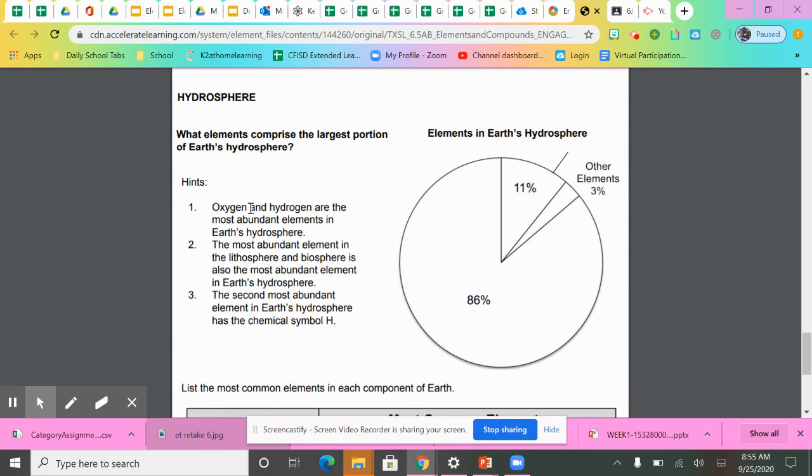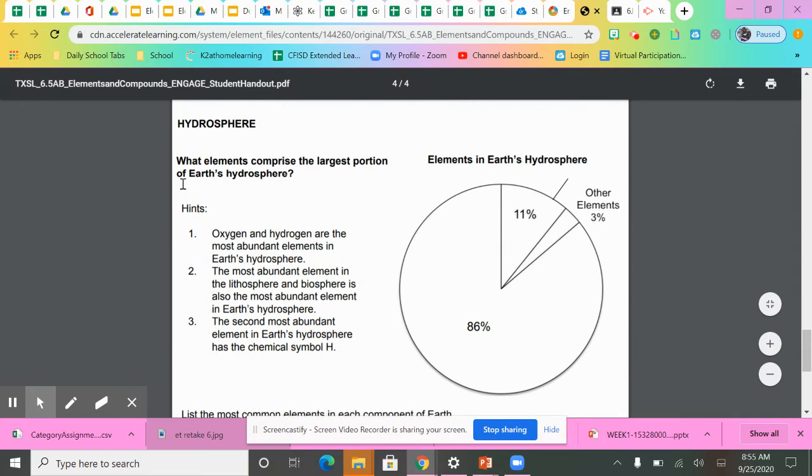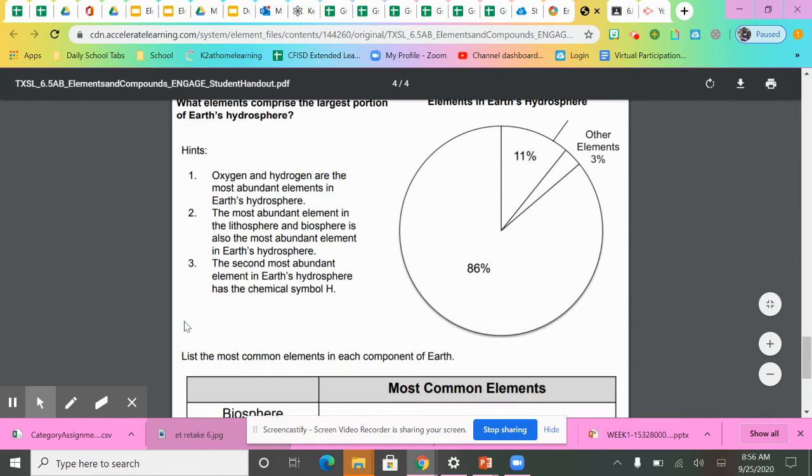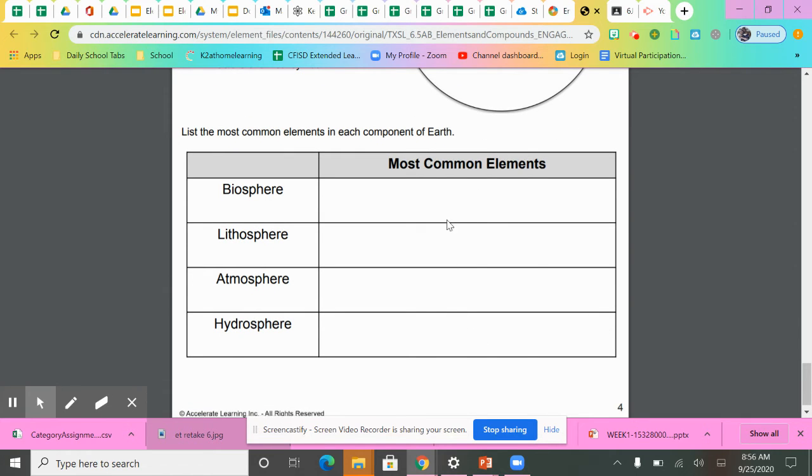Here is your hydrosphere. So the 2 elements that compose the hydrosphere are oxygen and hydrogen. And then you read the hint and you color it based on the color key. Cut it out the same way, cut above the hydrosphere, and then cut below number 3 without cutting out the circle. So cut along this part. Then go ahead and fill in one of these tables.